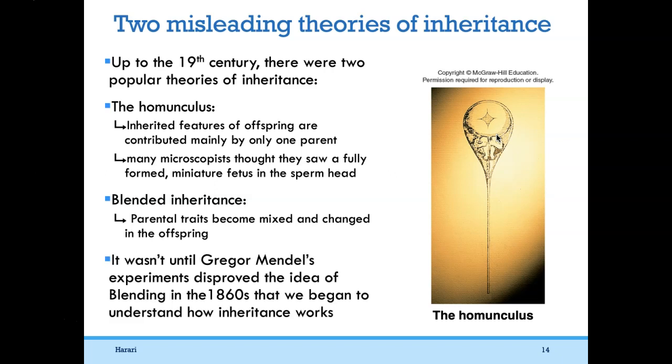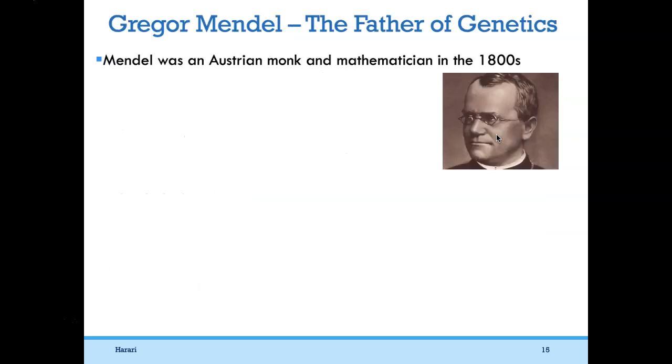So it wasn't until Gregor Mendel's experiments disproved this idea in the 1860s that we began to understand how inheritance actually works. So Gregor Mendel is the father of genetics. He was actually a monk who lived in a monastery, and he was way more of a mathematician than a biologist.